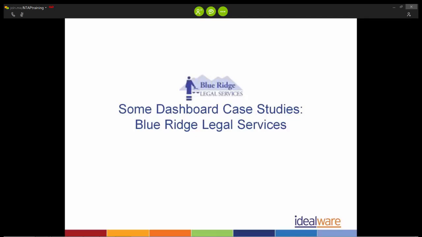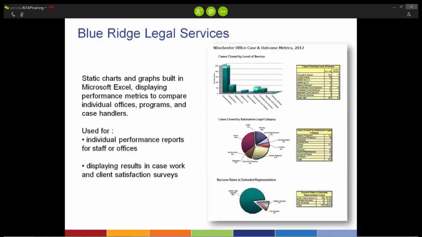Here's another really interesting example. This is from Blue Ridge Legal Services. Blue Ridge Legal Services has a lot of different dashboards or one really long dashboard, depending on exactly how you think about it. They do a lot with dashboards, which are in fact all built in Excel. So they have data that is pulled out of their case management system, dumped into Excel, which then uses graphs and charts, so you can see what we've got here, to show a bunch of different things.